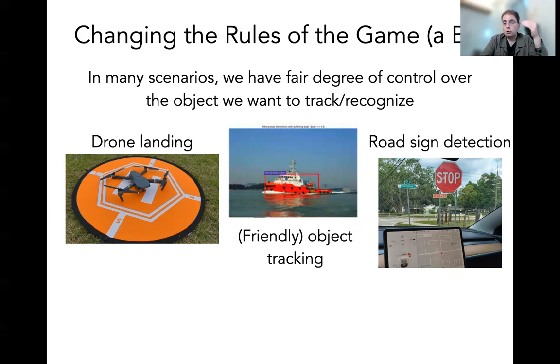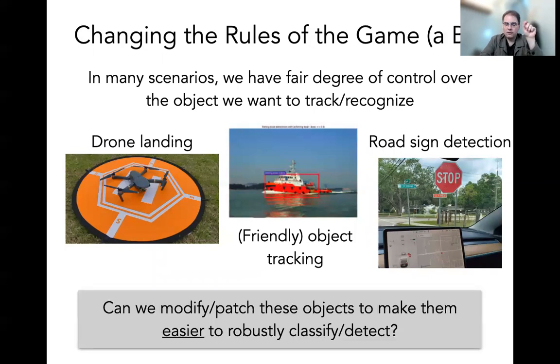Or if you think about road sign detection, we don't try to design our signs to make them difficult to spot. We actually want them to be visible, so we can navigate using them. In all of these cases, you have control over how these objects are designed. And then the question is: if you have control over how these objects look, can we modify or patch these objects by putting some patches on them to make them easier to robustly classify and detect?